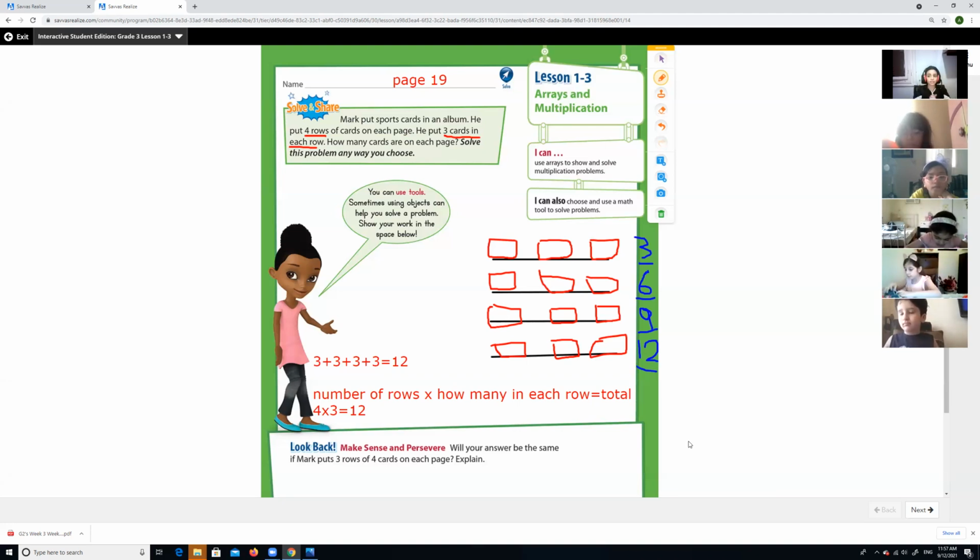So for array, I can use everything. I can use repeated addition. I can use skip counting, and I can write multiplication equation. If you finish writing, raise your hand so I can go down. I will give you a minute to finish.